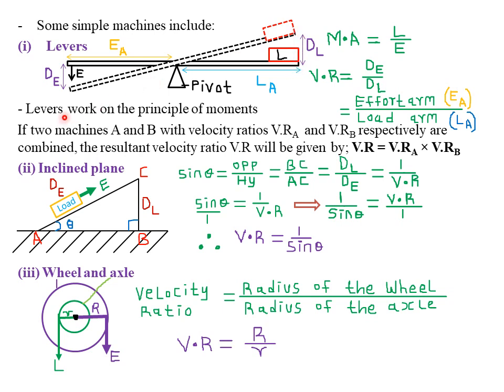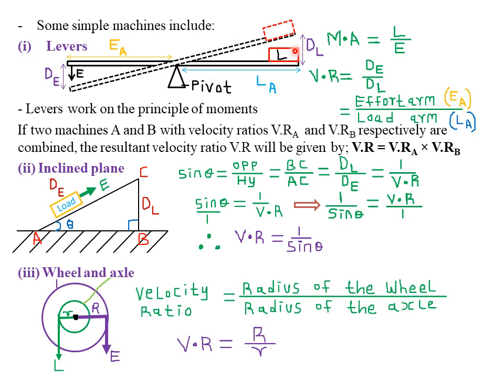It is important to note that levers usually work on the principle of moments, which we studied in Form 2, whereby at equilibrium, the sum of clockwise moments is equal to the sum of anticlockwise moments about the same point. In this case, the most important thing is to note how to find the mechanical advantage and the velocity ratio for levers.